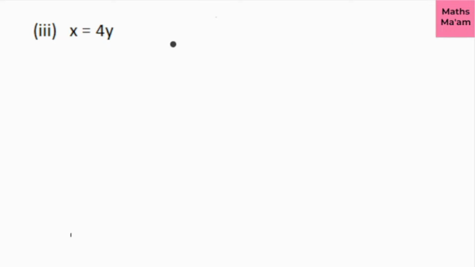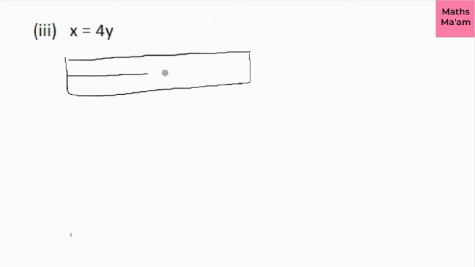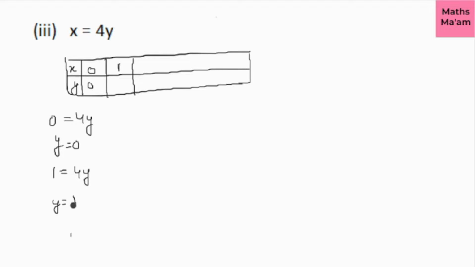Now we have next one, x is equal to 4y. Again we'll make a table and we'll find different values of x and y. Let's start with x is equal to 0. So if x is equal to 0, 0 is equal to 4y. That means y is also equal to 0. One solution done. Now if we have x is equal to 1, then 1 is equal to 4y and y is equal to 1 by 4. And if y is 1, let's say y 1, then x is equal to 4 times 1, or we can say x is equal to 4.